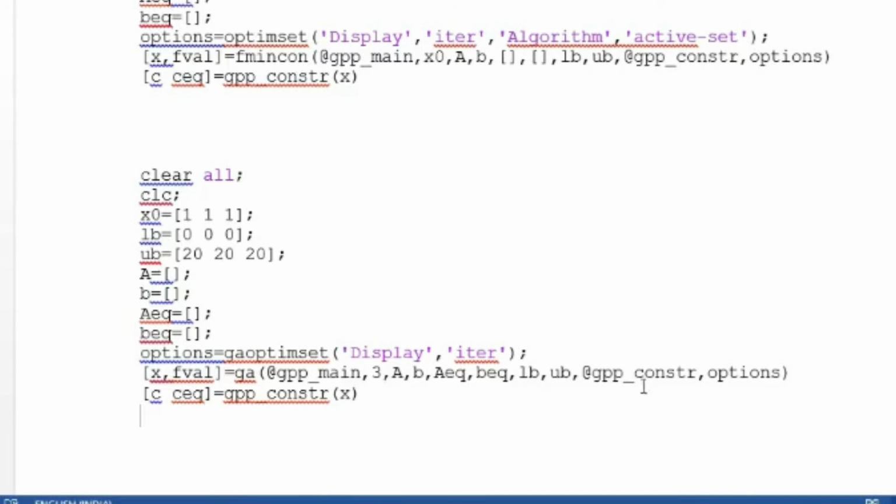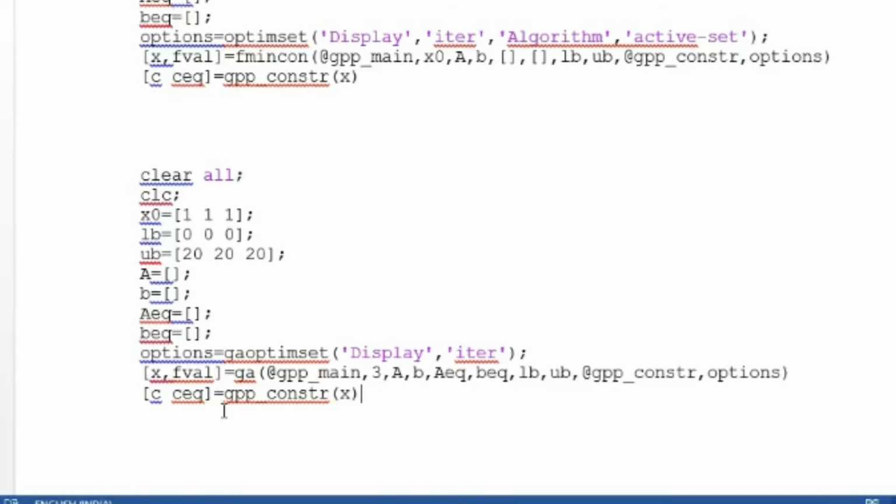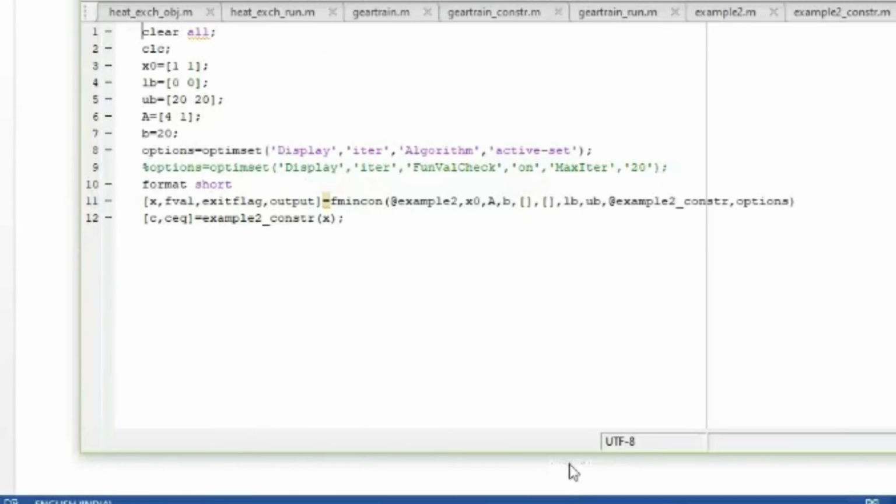Then lower bound, upper bound, then another argument representing the nonlinear inequality constraint. Then finally options. And then to execute the nonlinear inequality constraint, we have to type C, CEQ; the M file representing the nonlinear inequality constraints should be recalled here so that it will be executed. So in MATLAB, if you see the same thing.